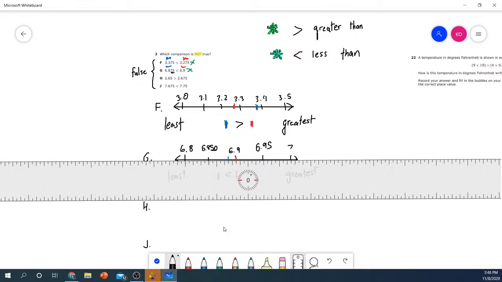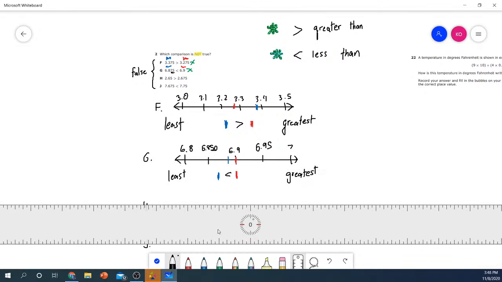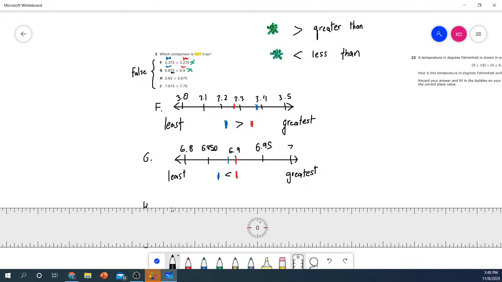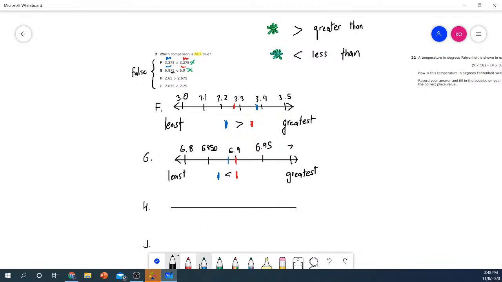So H, draw our number line. I'm going to try to do this as quick as possible. If you guys want me to slow down, then please type in the chat. Let me just slow down, and I will more than happily slow down for you.